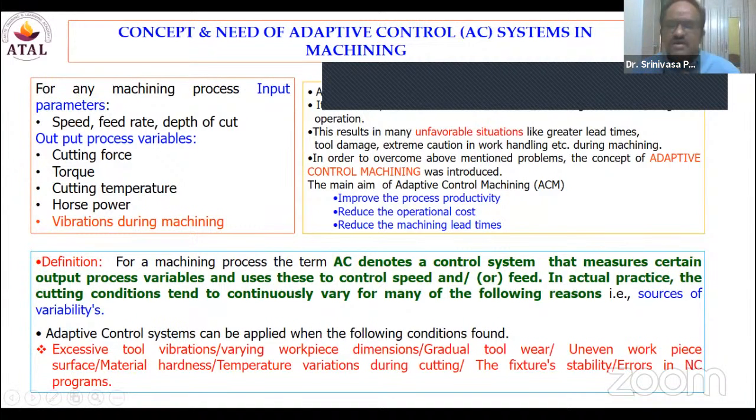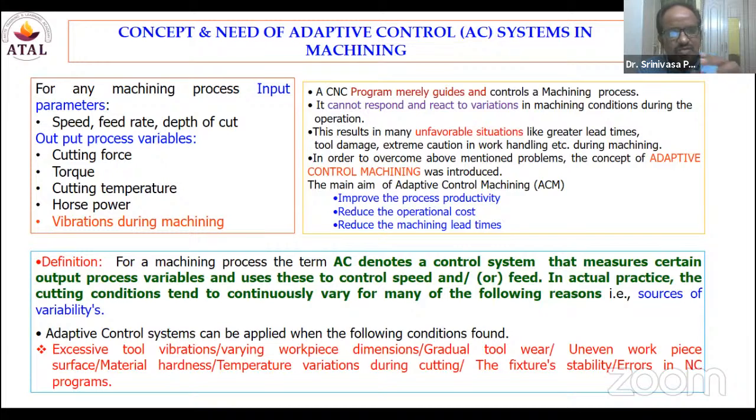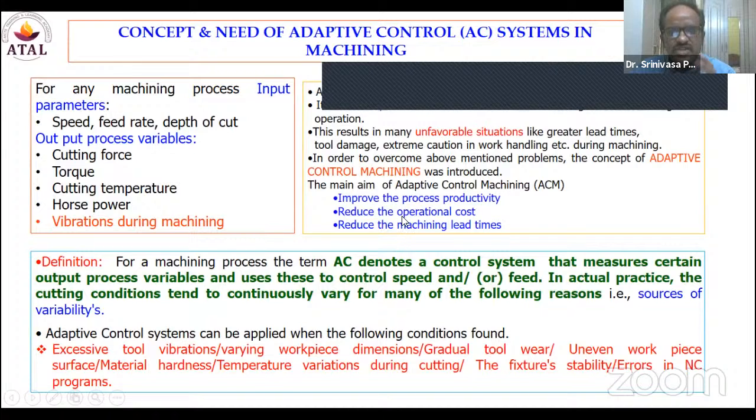Now, these things must be given focus. If the information which is collected in the form of output process variables is understood properly and used in the right way, there is a lot of scope for safeguarding machinery and improving the productivity of the process. There is a possibility of reducing the cost. If you are able to reduce the cost of the whole process, it automatically increases the profits to the organization.